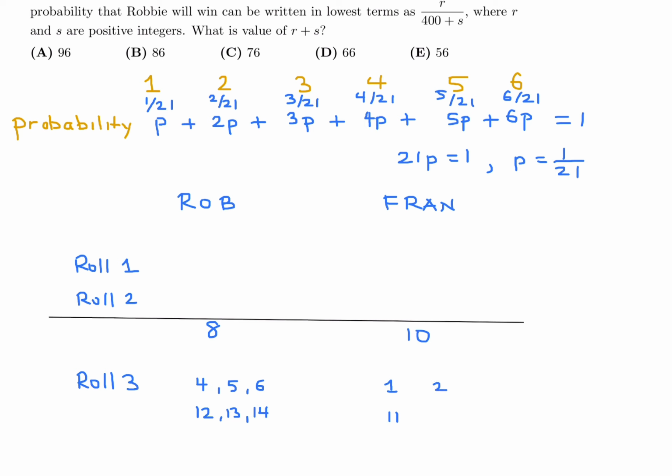How about if Fran rolled a 2? Her score would then be 12. For Rob to win, his score would have to be higher than 12. So, for example, 13. That happens if he rolls a 5. Or 14, that happens if he rolls a 6. And that's it. If Fran on the third roll rolls a 3, her score is 13. Rob would have to have at least 14 to win, and that happens if he rolls a 6. So those are the scenarios and the only scenarios.